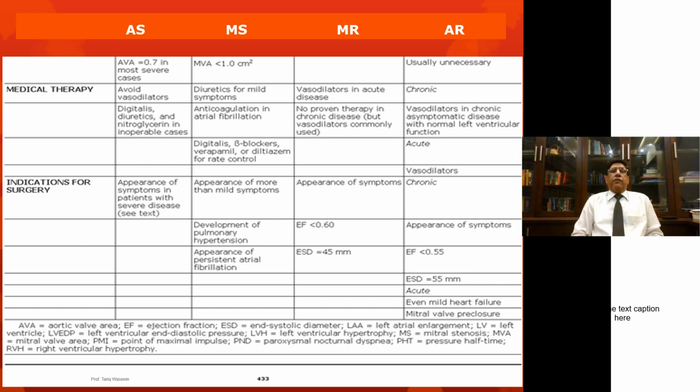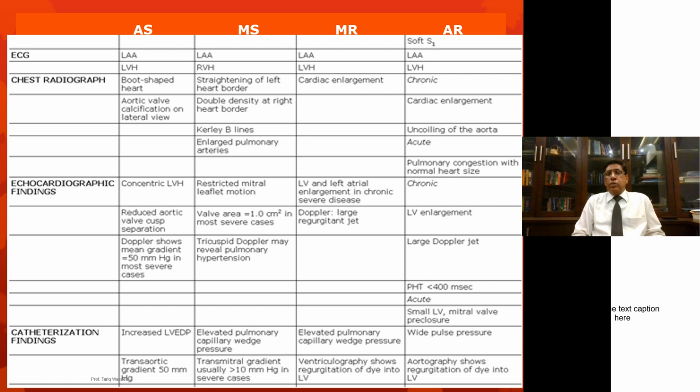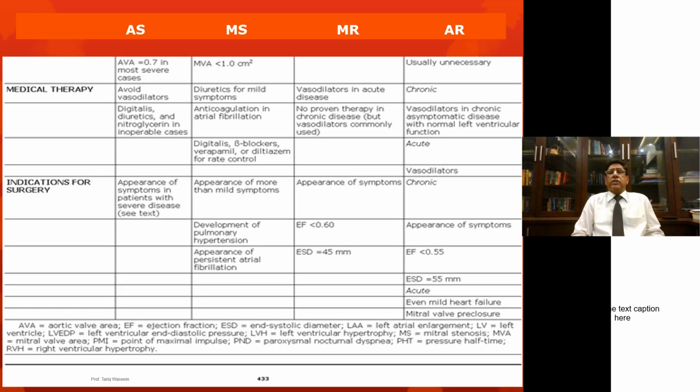Again, regarding the severity of aortic stenosis, when the area is less than 0.7 centimeters square, it is considered severe aortic stenosis. A mitral area of less than 1 centimeter square is a sign of severity. And again, in aortic regurgitation, as we said, severity is judged through the pressure half-time on Doppler, and then aortography showing the regurgitation jet into the left ventricle during diastole.